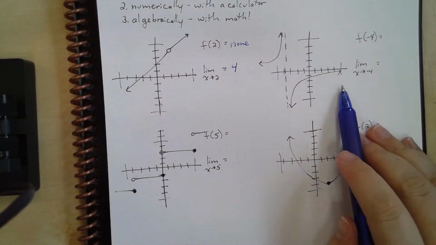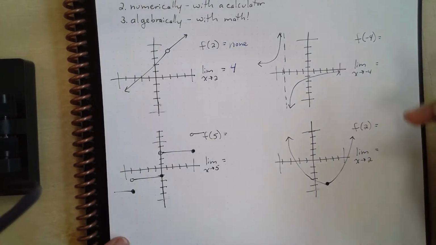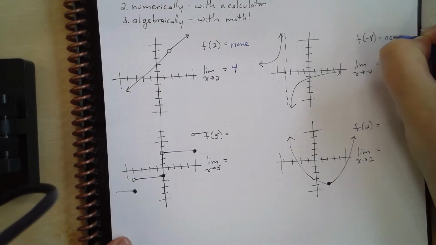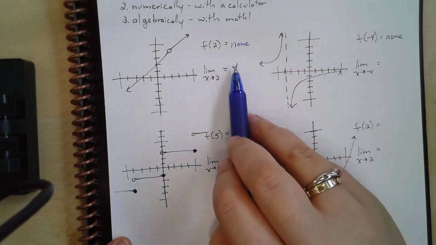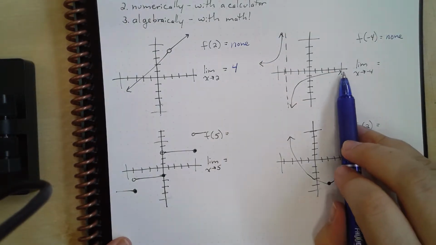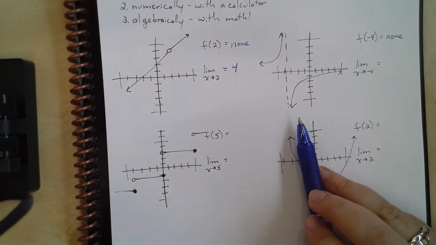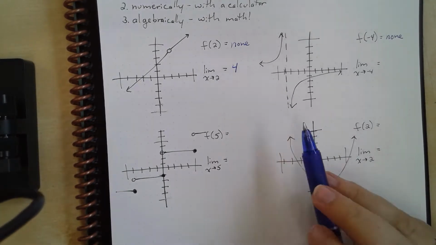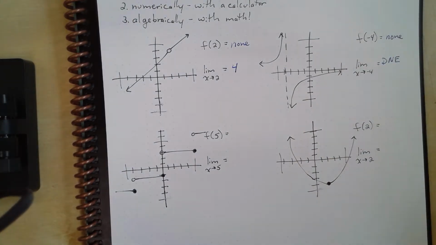Let's look over here. f of negative 4, that's an asymptote, so that's also none. There is no value there. And if we look at the limit as x goes to negative 4, well, if we're coming from the left, this goes up to positive infinity. If we come from the right, this goes down to negative infinity. And because those are going in opposite directions, they're not coming together at the same point, this is undefined, so this does not exist. There is no limit as x approaches negative 4.